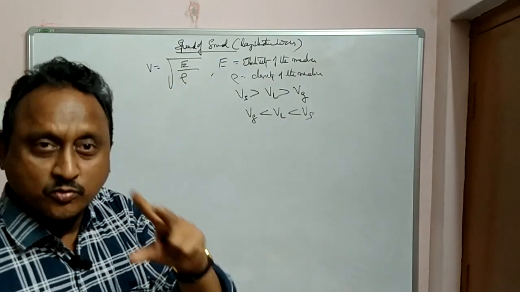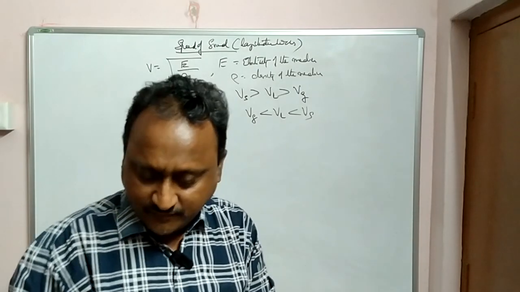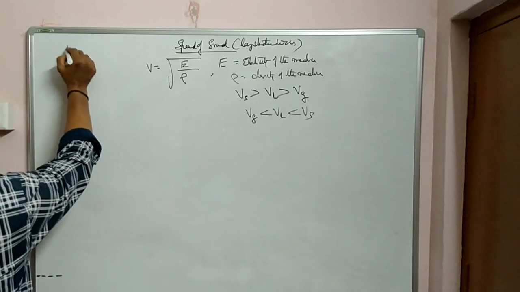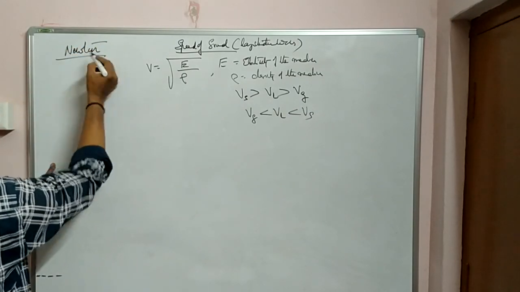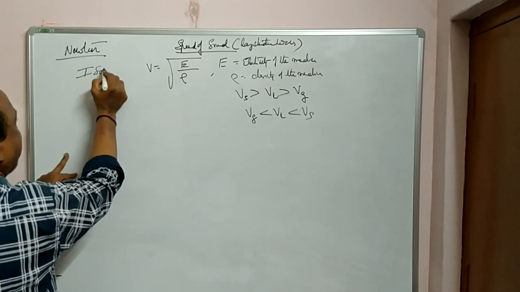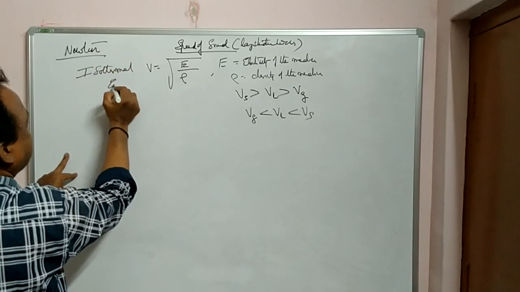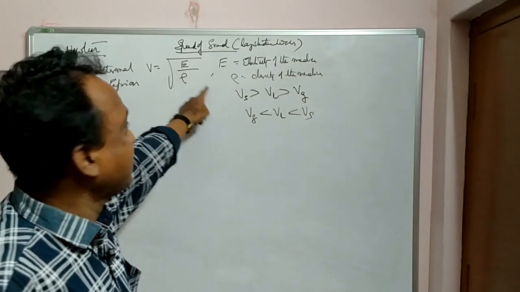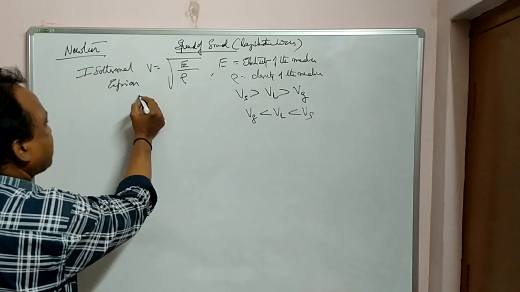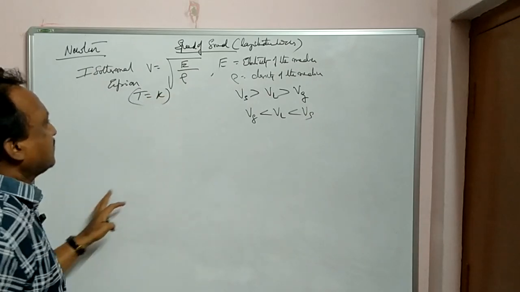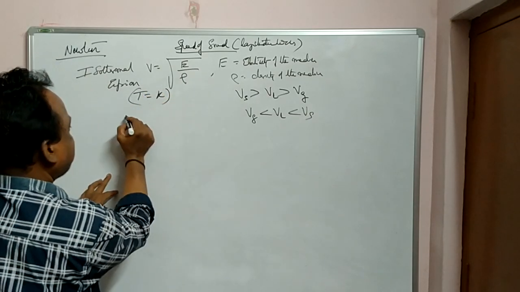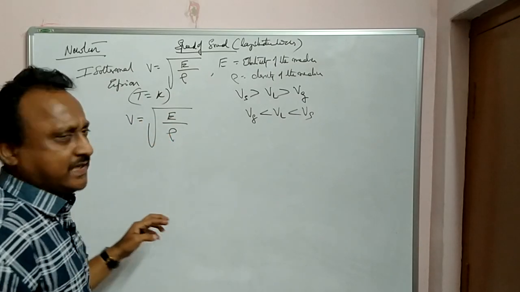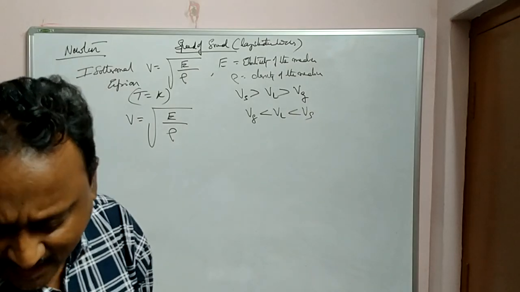Now to explain this one, two scientists came forward. In that, the first person is Sir Isaac Newton. So what did Newton say to explain the velocity of sound? Newton considered isothermal expansion. Newton and scientist ఏం చేశాడు? To give the equation, he has considered isothermal. That means temperature constant, like Boyle's law. So keeping temperature constant, he has given the equation as V is equal to root over E by rho. E is the elasticity of the medium.